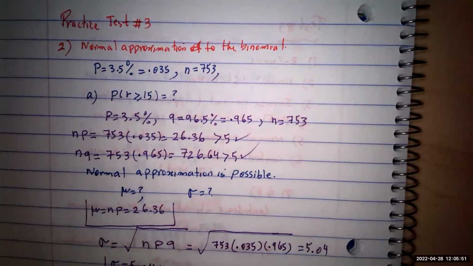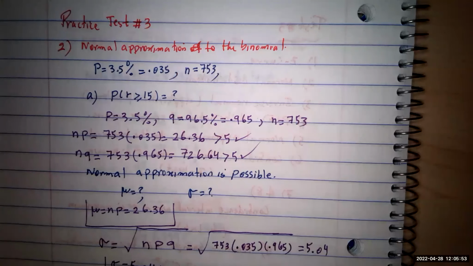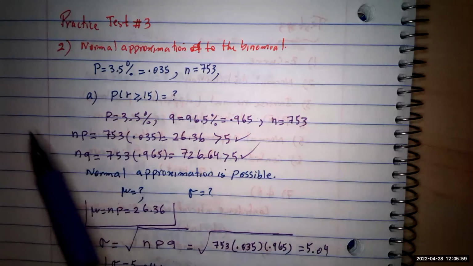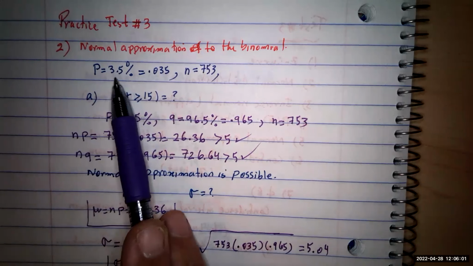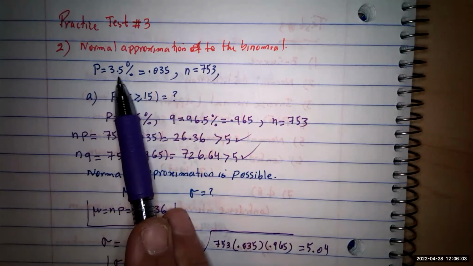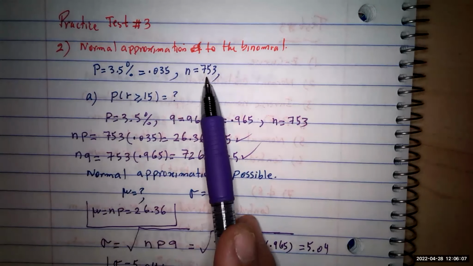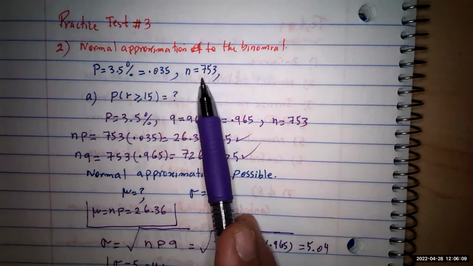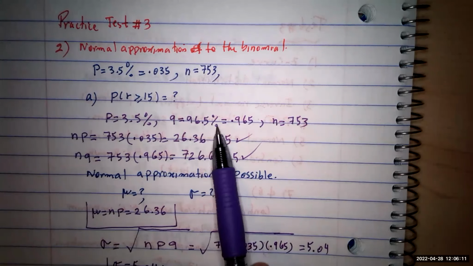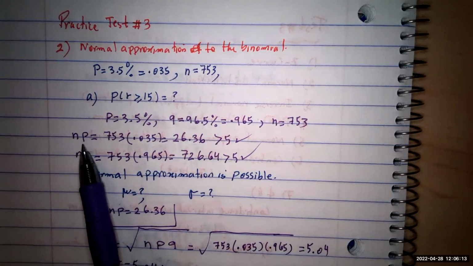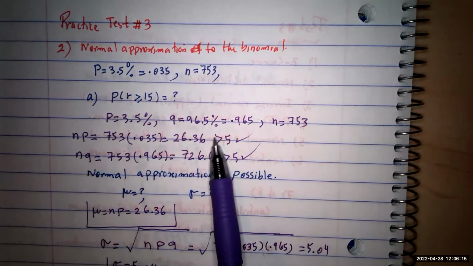Okay, so the situation is, we check. Remember, it's a big problem. It can be done partly by calculator. Most of it can be done manually, if you like. So the case was, there is 30.5% chance that somebody would get that one. So that's the probability of success. Your N is 753 and the Q is 96.5. You have to check the condition: n times p greater than or equal to 5, and n times q.